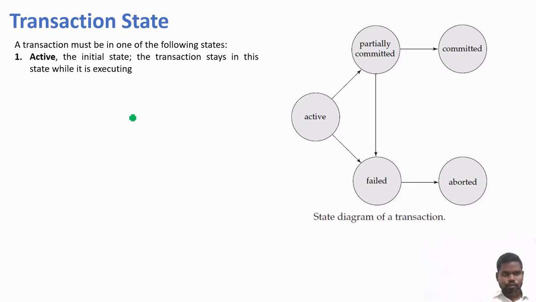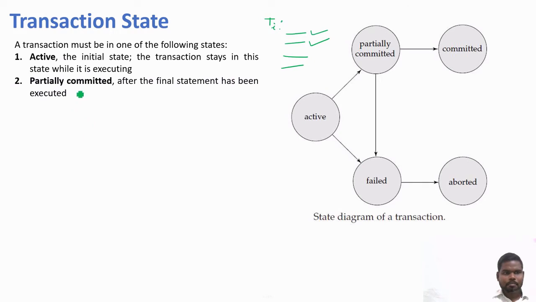Okay, so the first one is active. The initial state. The transaction stays in this state while it is executing. If a transaction is executing, it means, let's suppose Ti is a transaction and there are some operations. These are the operations. Let's suppose this particular operation is being executed, this is already done and this one is being executed. Then we say the transaction Ti is in the active state.